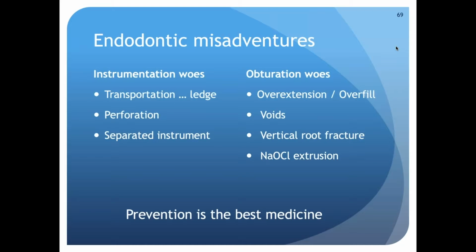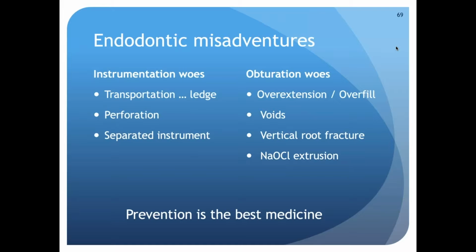So let's talk a little bit about complications. So first, let's talk about endodontic misadventures. So we have instrument woes and obturation woes. Some of our instrumentation woes: transportation, so that moving the canal is no longer centered, ledging, perforations, those can be like strip perfs or straight through and through perfs if we're not careful, separated instruments. And then for obturation, we can have an overextension and an overfill. Again, you know, if you don't check your stop and you open your apex up too much.